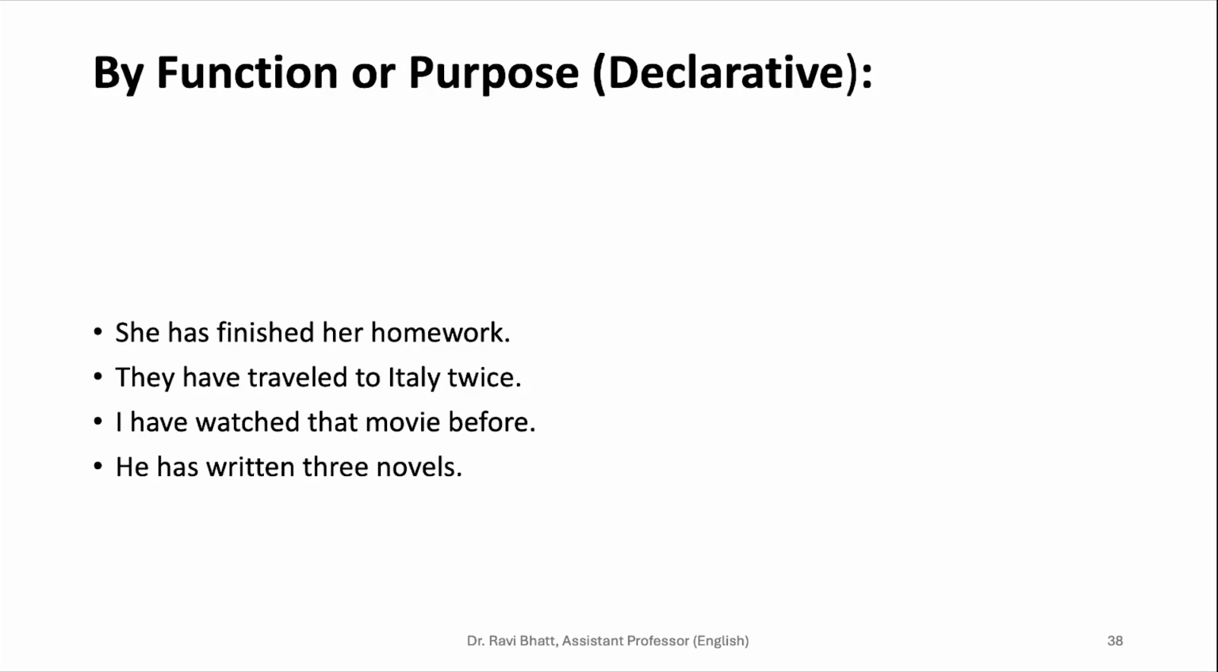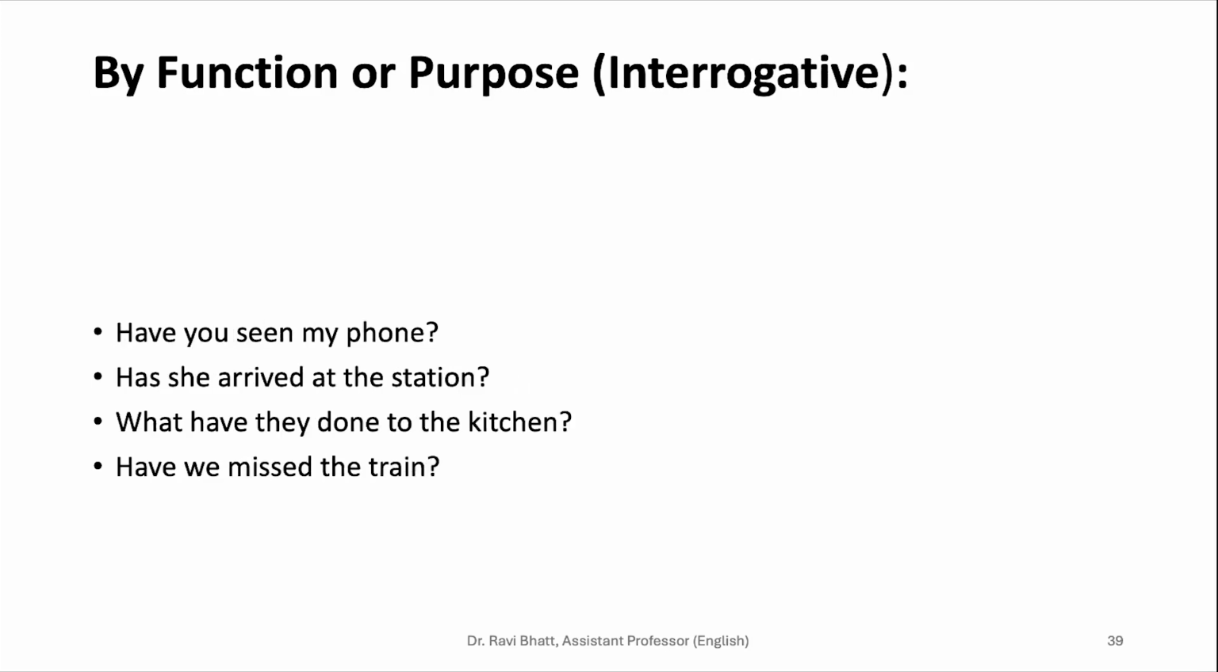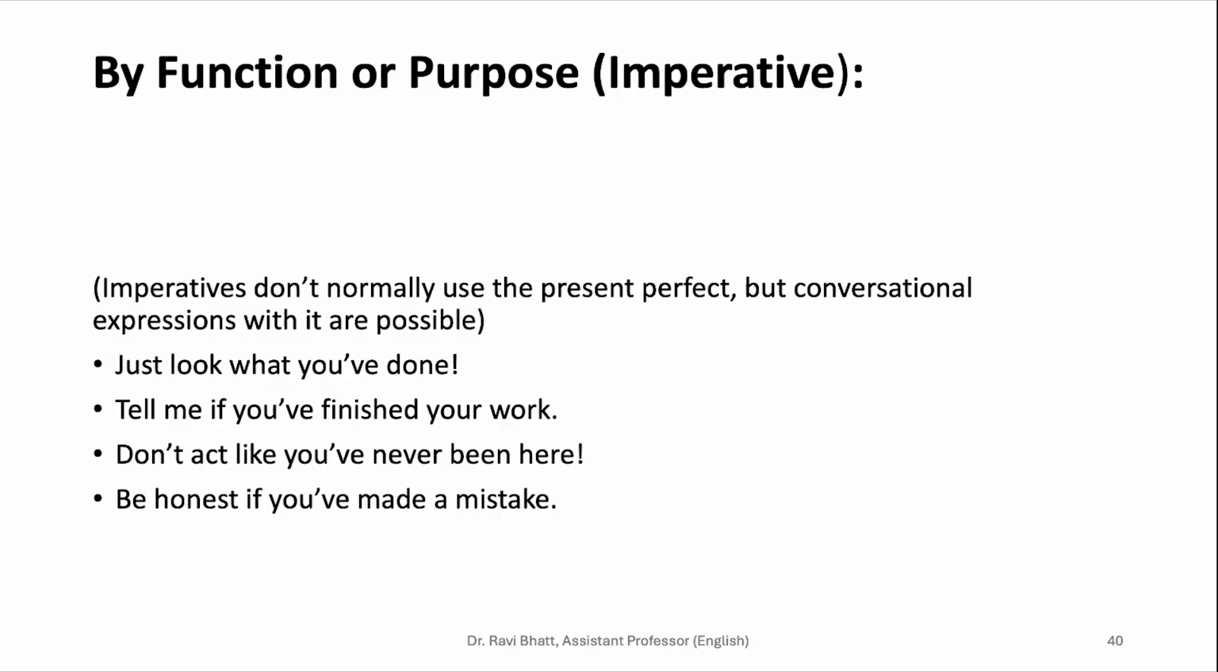Now, declarative sentences: she has finished her homework, they have traveled to Italy twice, I've watched this movie before, he has written 3 novels. Okay. Now, next is interrogative: have you seen my phone? Or has she arrived at the station? What have they done to the kitchen? Or have we missed the train? That is interrogative form.